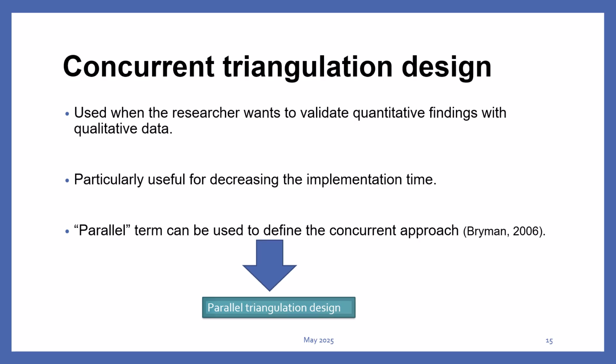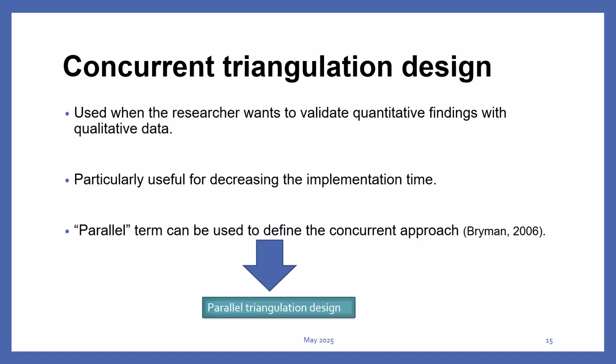One of the most important advantages or benefits of concurrent triangulation design is that, as the data in this design is collected simultaneously, it helps to decrease the implementation time. So it's particularly useful for decreasing the implementation time when there's not enough time to conduct your study, and you can, in this case, follow the concurrent triangulation design, which can also be called in the literature parallel.